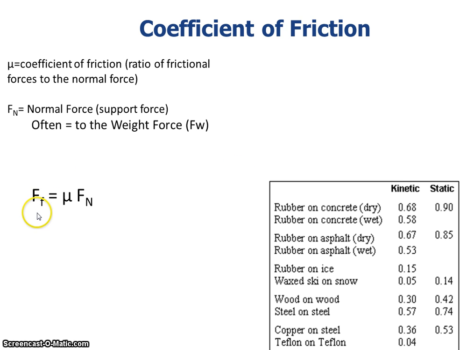We also have the formula that the frictional force is equal to the coefficient of friction times the normal force. The normal force in most of our scenarios is going to be equal to the weight force of the object. The normal force is the support force. So if a book is sitting on a table, the book pushes against the table, and the table provides the normal force against the book in an upward direction. Usually the weight force and the normal force are opposing forces.